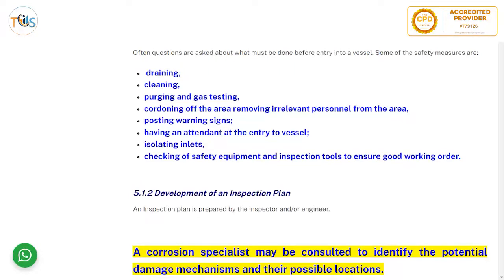Barricading the area, removing irrelevant personnel from the area to minimize the risk, posting warning signs, having an attendant at the entry to the vessel to watch the inspector in case he needs help, and also warn others that the inspector is working inside the vessel. Isolating tank inlets by blinding off the inlet and outlet nozzles, and checking safety equipment and inspection tools to ensure that they are in good working order.